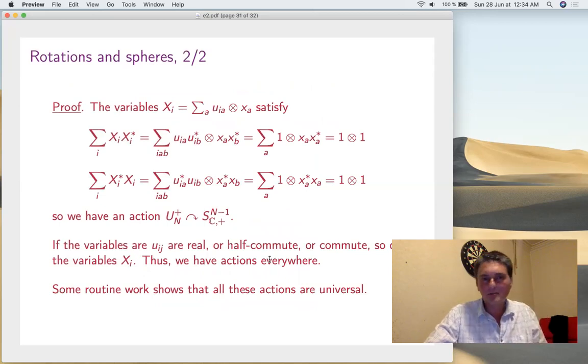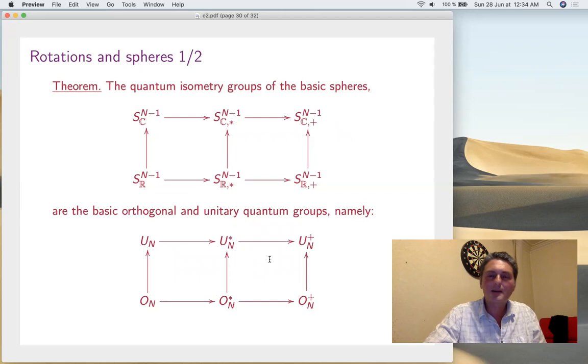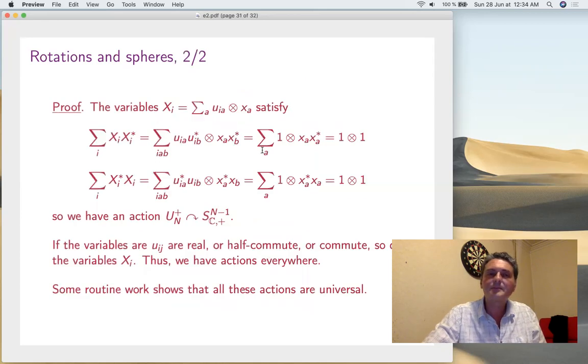Well, first of all, you have to do many things. So first, let's go back. Let's prove first that U_N^+ indeed acts on the free sphere. And then we'll go back and go towards the rest of the diagram. That's going to be easy. So let's prove that U_N^+ acts on the sphere.